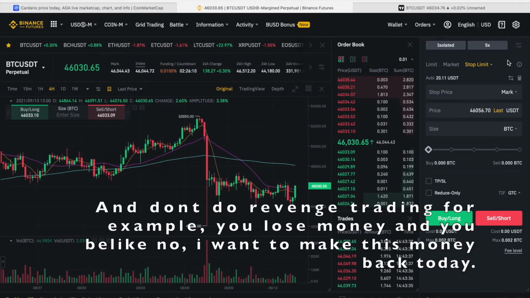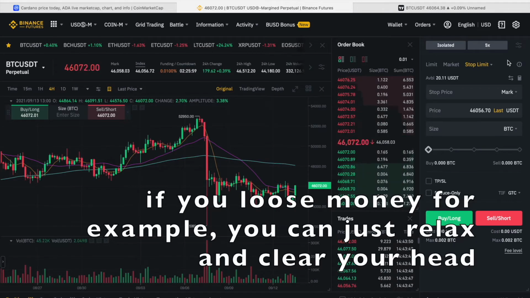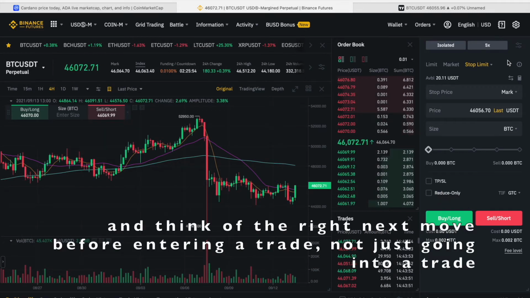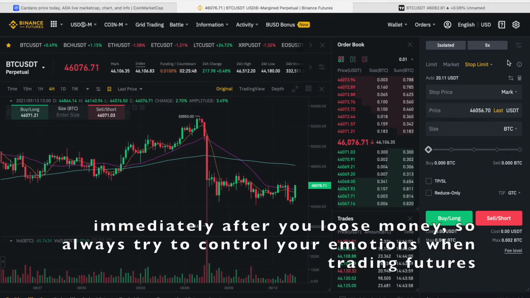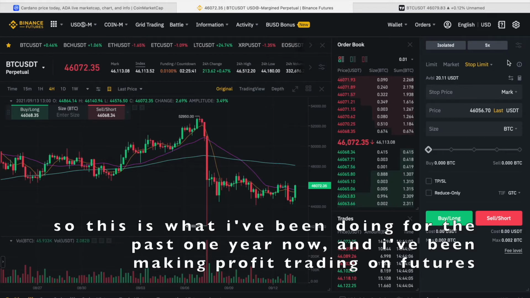For example, now you lose money and you think, "No, I want to make this money back today." By doing that, you end up losing more money. So just try and avoid those emotions. If you lose money, you can just relax, clear your head, and think of the next move before entering a trade, not just go into a trade immediately after you lose money. So always try to control your emotions when trading futures. This is what I've been doing for the past 1 year now, and I'm making profits trading futures.